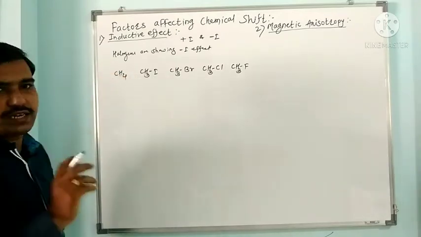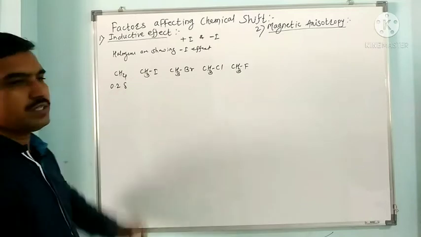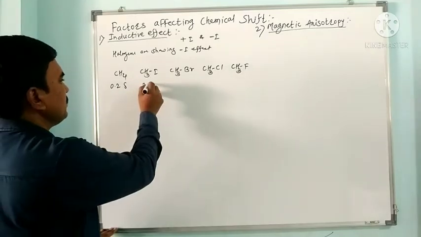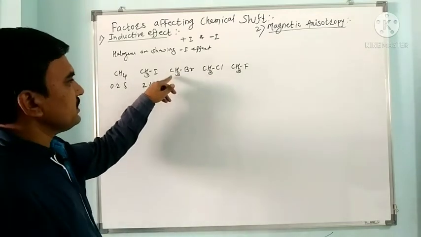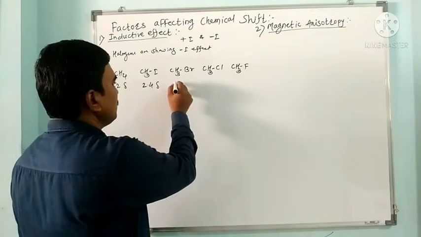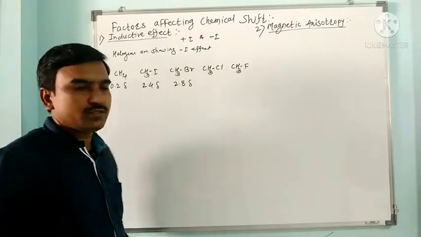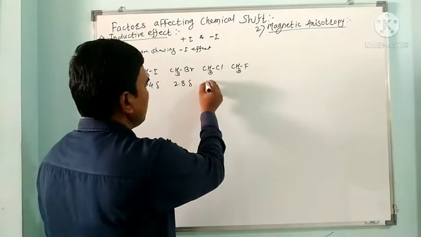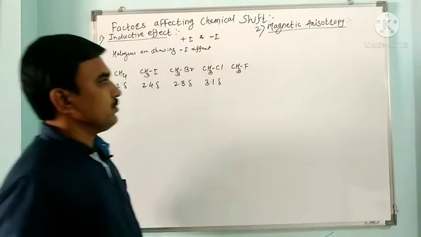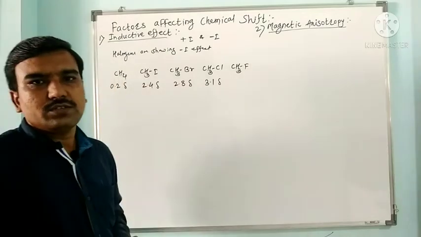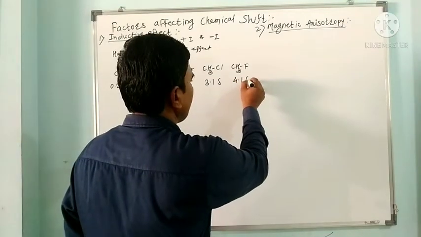When we see these examples, this is a simple hydrocarbon. The protons of methane are highly shielded. Its chemical shift is around 0.2 delta. But when electronegative iodine is attached, the chemical shift is around 2.4 delta. When bromine is attached to the carbon, it deshields more, so its chemical shift is around 2.8 delta. When we move towards more electronegative chlorine, we have a chemical shift around 3.1 delta. But fluorine is the most electronegative element in the periodic table, so its chemical shift is around 4.1 delta.